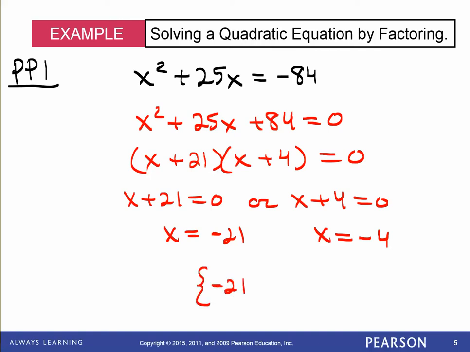So again, the way the book is going to put it is in these braces, and that's okay too. It doesn't necessarily have to be in that order, because whenever you put braces, you're talking about a set, and a set has no order. So in that case, you could have put the -4 first, then the -21. You'll notice though, almost always the book is going to put the lower number first, and then go higher and higher. But that's okay.